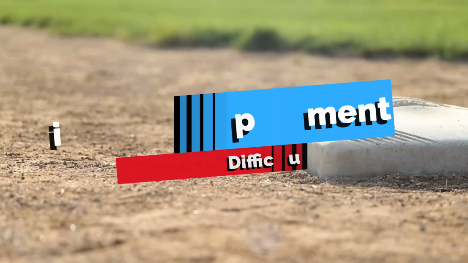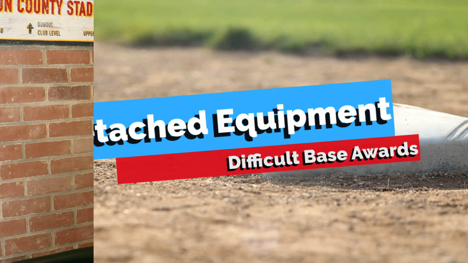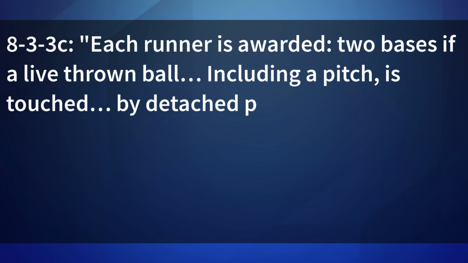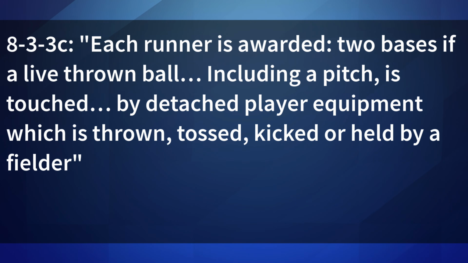Now, let's move on to detached equipment, where we find a big difference between the NFHS and professional rules. Rule 8-3-3C. Each runner is awarded two bases if a live thrown ball, including a pitch, is touched by detached player equipment which is thrown, tossed, kicked, or held by a fielder.